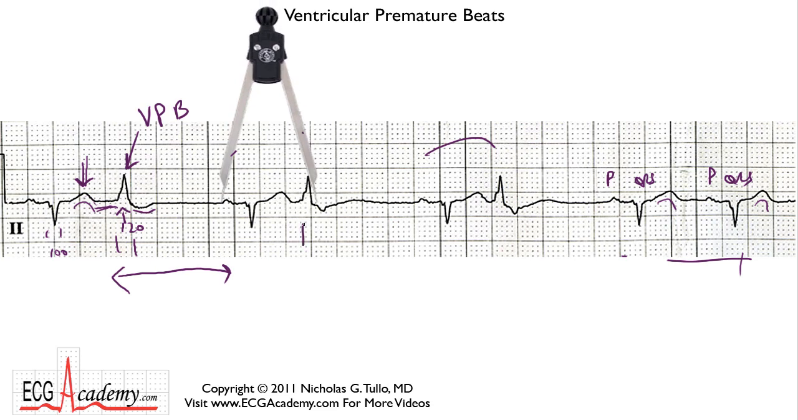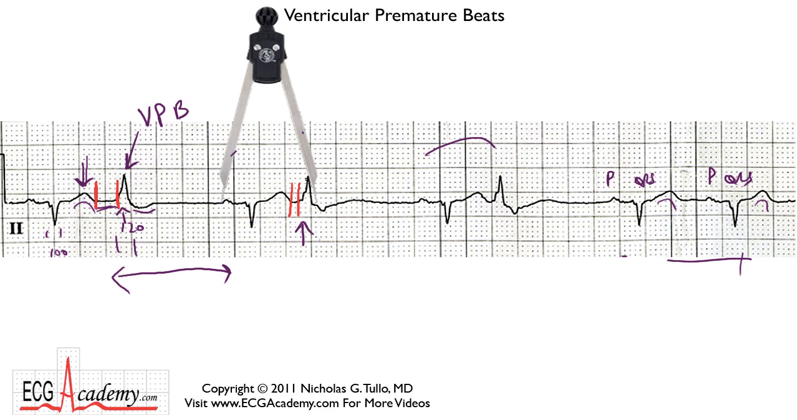Now if you compare this odd-looking beat to this one, it looks about the same, but it comes even earlier. How can you tell that? Well, look at the distance between the end of the T wave and the QRS complex that this PVC represents, and compare it with the end of this T wave and this QRS. And so you can see that this beat came even earlier than that one. It was even more premature. There's no relationship between the previous QRS complex and the PVC.